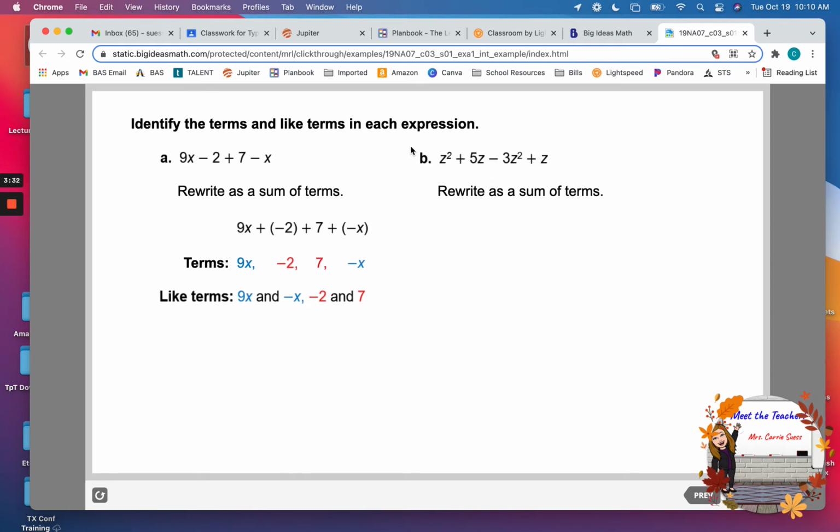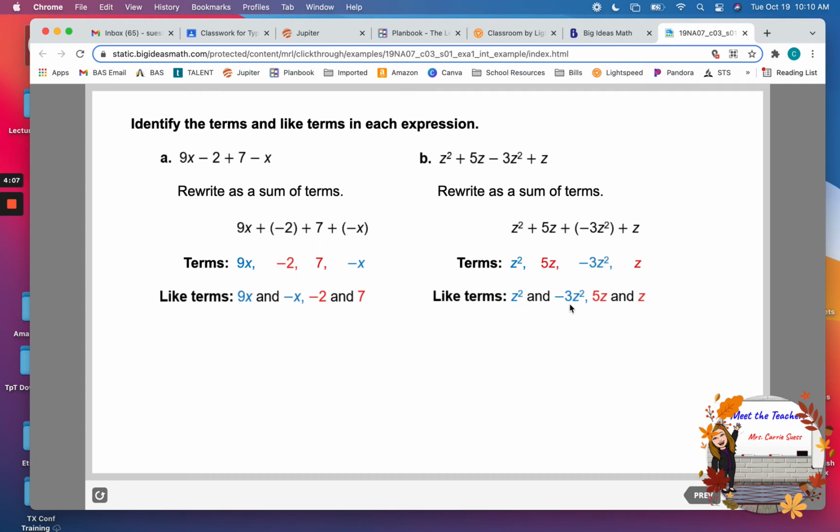For B, somebody raise their hand and tell me which two of these would be considered like terms. Z to the power of 2 and 3z to the power of 2. You're missing one tiny little thing: negative 3. Make sure you keep the sign with the term. So z squared and negative 3z squared would be considered like terms.